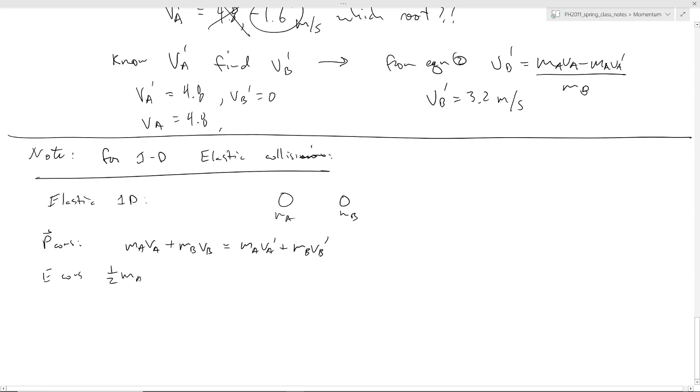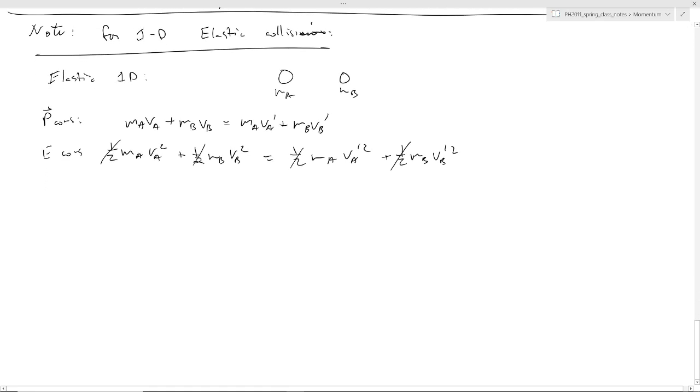that 1/2 MA VA squared plus 1/2 MB VB squared is going to equal this. Okay, so this is just the totally general case. Notice this factor of 1/2 appears everywhere. We can eliminate that. So we can reorganize this a little bit.